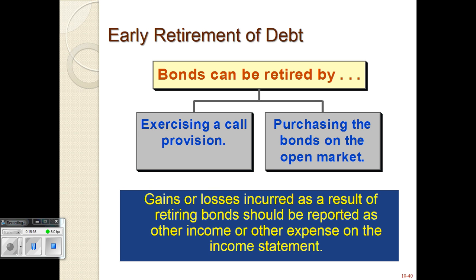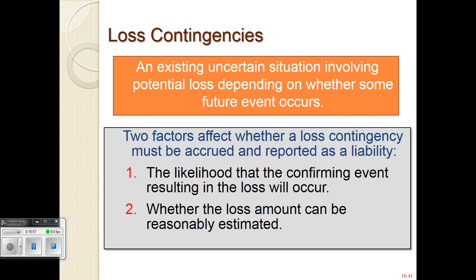The other way they can do it is to purchase the bonds in the open market, and they do that instead of doing the call provision, depending upon the various prices involved, what have you. Okay, and gains or losses from retiring bonds are reported on the income statement.